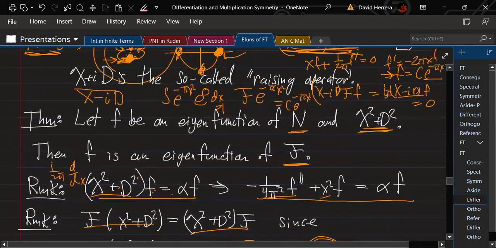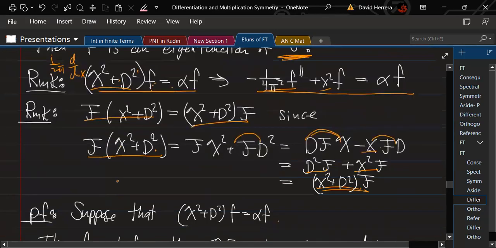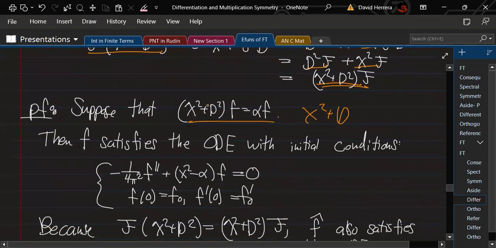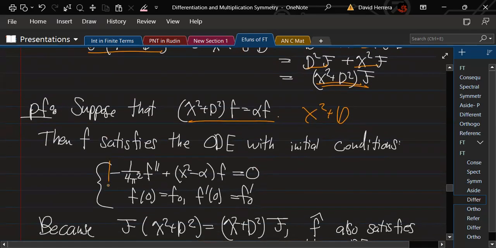And so what this theorem says is that if I know it's an eigenfunction of N and an eigenfunction of this, then I know it's an eigenfunction of the Fourier transform. So let's go down and see that. Suppose that this thing is true, so f is an eigenfunction of x squared plus d squared. We already said that this is the same thing as being a solution to this differential equation here. I just moved the alpha f over and wrote it as a homogeneous differential equation.